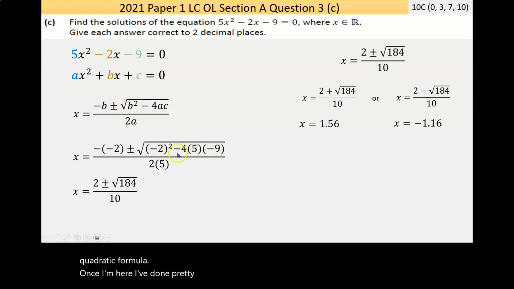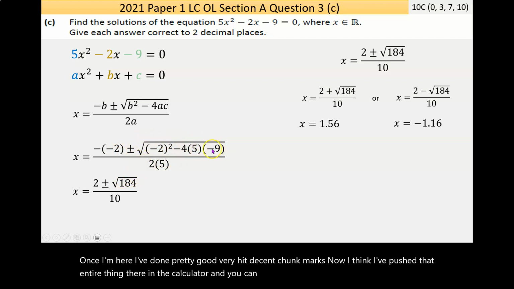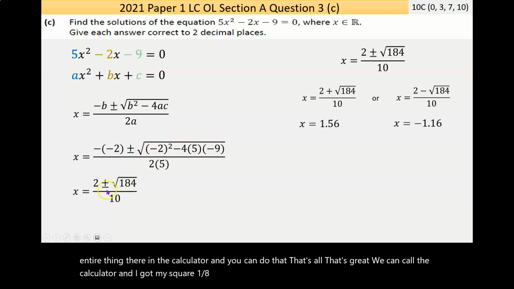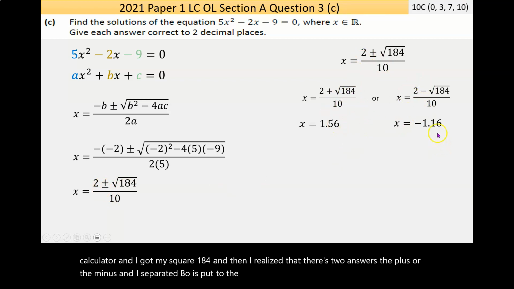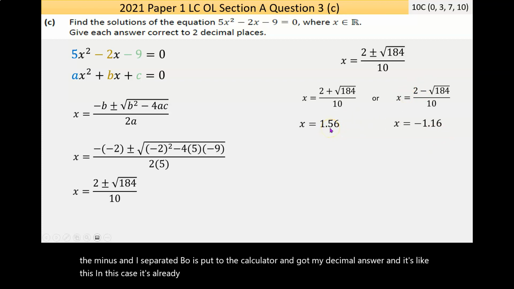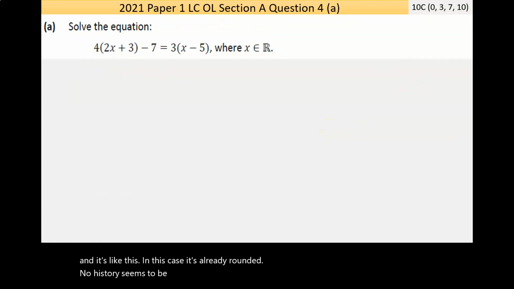Once I'm here, I've done a fairly decent chunk of marks. Now I think I've put that entire thing there in the calculator. And you can do that. All that square root can go in the calculator, and I got my square root of 184. Then I realized that there's two answers, the plus or the minus, and I've separated both ways. Put to the calculator and got my decimal answer, and in this case, it's already rounded. Now, this is 3C, this should be it. So that's question 3.